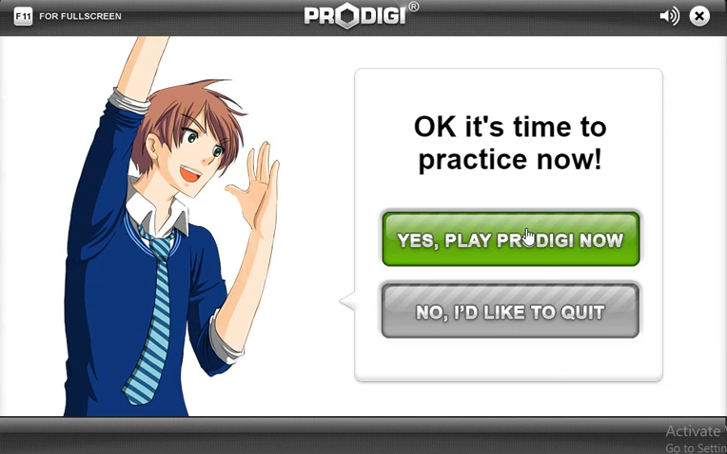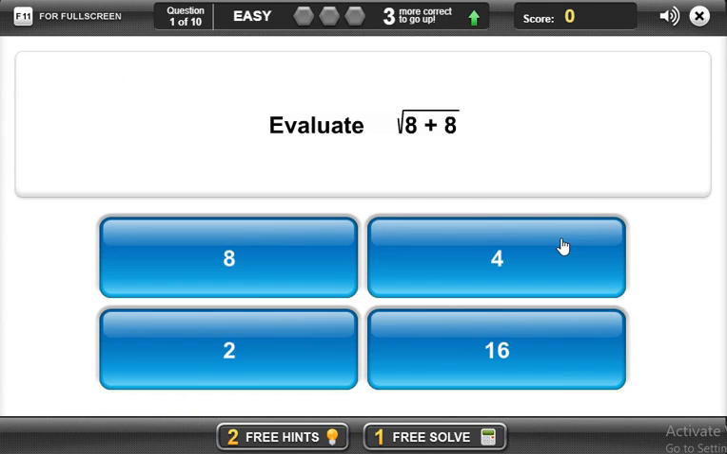Okay, time to practice now. Alright, so we're into the actual game here. Evaluate the square root of 8 plus 8. Now 8 plus 8 is 16, and we know the square root of 16 is 4.